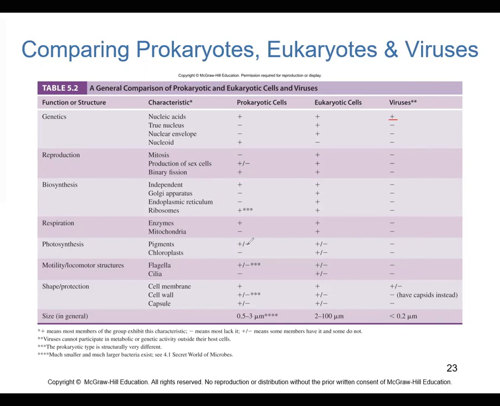Your prokaryotes, when you have the plus minus, some can, some don't, depends on what they are. And look at the eukaryotes. The eukaryotes do a lot more than the prokaryotes because they have more capabilities. But I wanted to point out that the viruses don't hardly do anything. Some have a membrane, we call that the envelope on them, if you remember that.